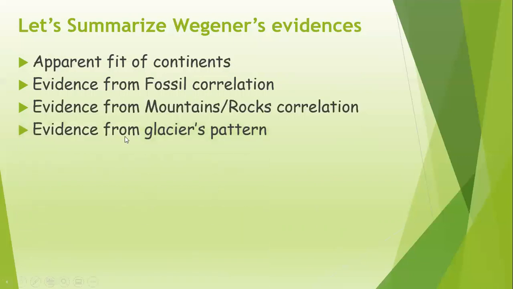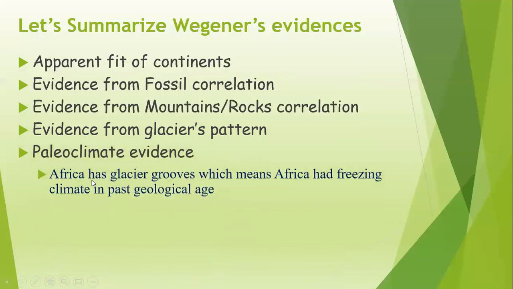Then there was evidence from the glacier pattern. The glaciers were on all the continents, and they form a pattern: in the areas which fit inside each other, you find glaciers. Then there was evidence from the paleoclimate. Africa has glacier grooves, which means that Africa had a freezing climate in a past geological age.